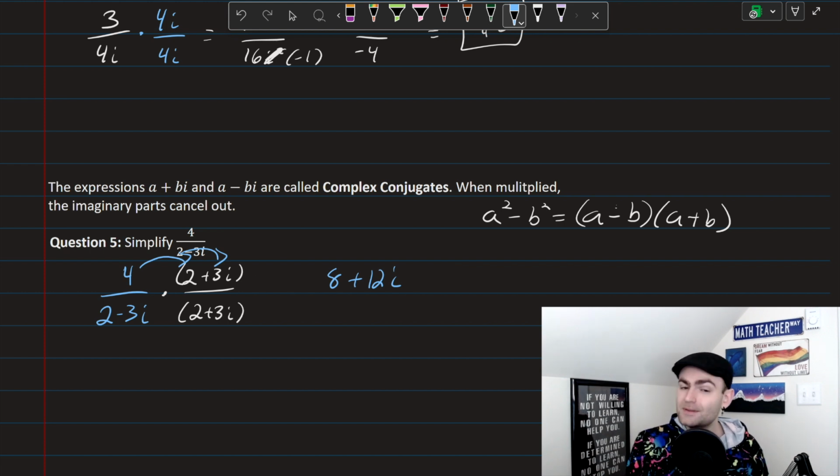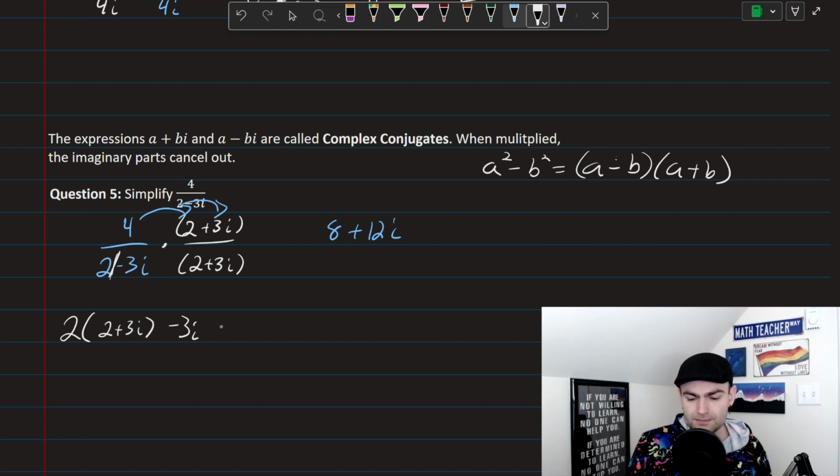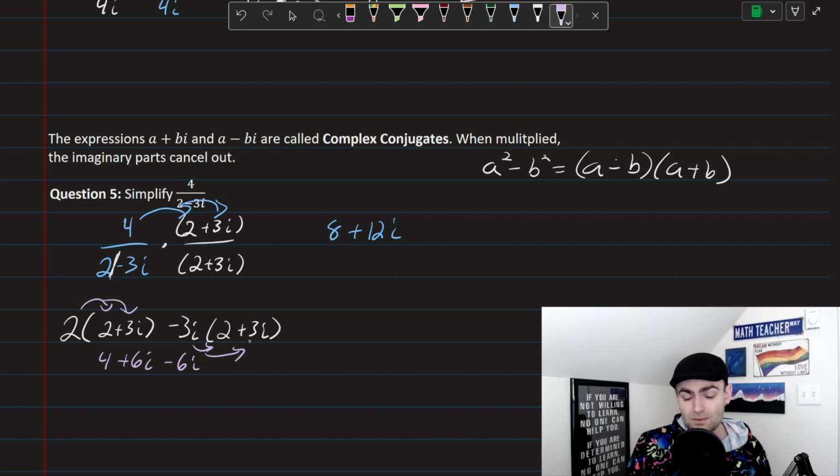The denominator, a little bit different. I'm going to simplify it down here. Remember that I like to cut them apart, so I have 2 minus 3i, and then each of those gets the 2 plus 3i. We're going to distribute from here. 2 times 2 is 4. 2 times 3i is a positive 6i. Negative 3i times 2 is a negative 6i. Negative 3i times positive 3i is negative 9i squared.